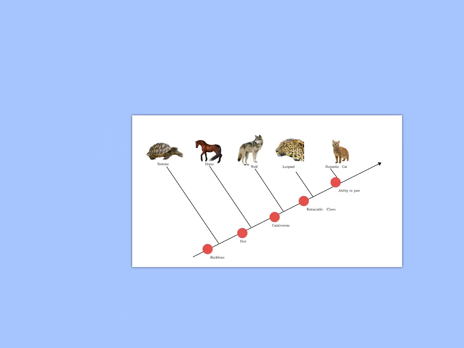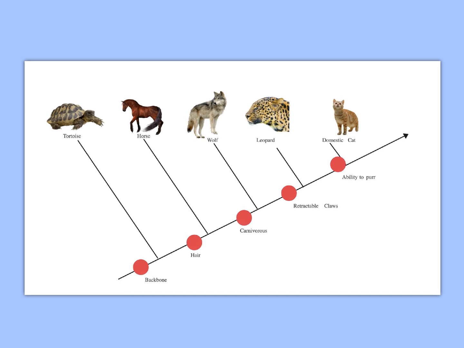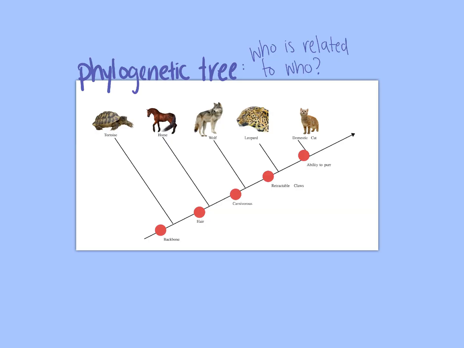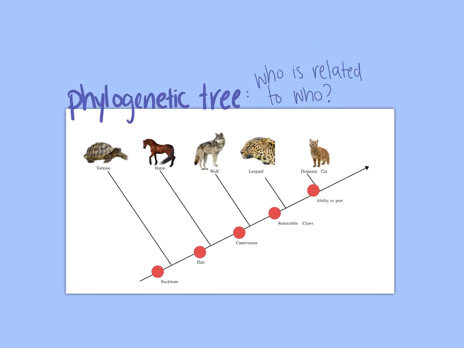So, a phylogenetic tree looks like this. The purpose of it is to show how different species are related to each other. So yeah, a phylogenetic tree shows who is related to who. ¿Quién está relacionado con quién?